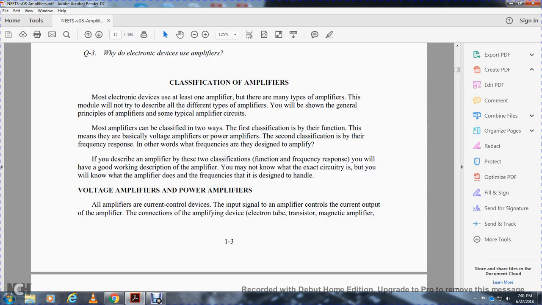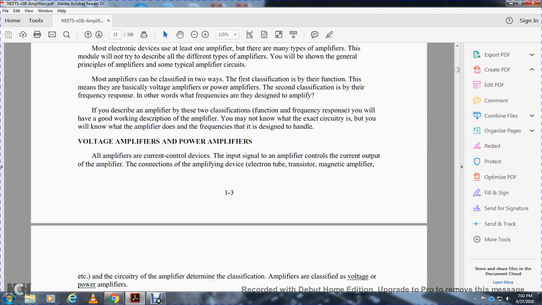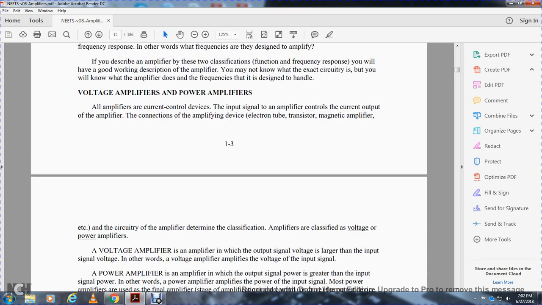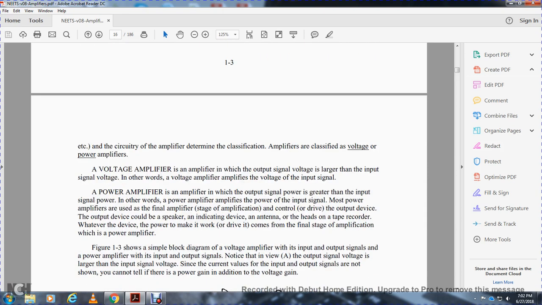Voltage amplifiers and power amplifiers. All amplifiers control the output current with the input signal, through the amplifying device, such as an electron tube, transistor, or magnetic amplifier. The circuitry around the amplifying device determines the classification. Amplifiers are classified as voltage amplifiers or power amplifiers. A voltage amplifier is an amplifier in which the output signal voltage is larger than the input signal voltage. In other words, a voltage amplifier gives a voltage gain over the input signal. A power amplifier is an amplifier in which the output signal power is greater than the input signal power. In other words, the power amplifier gives a power gain over the input signal.